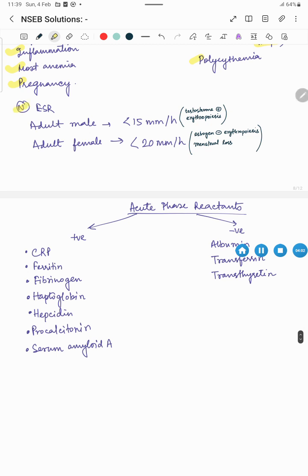Now coming to the normal values, for adult males it is less than 15 mm per hour. For adult females, it is less than 20 mm per hour. Why is it slightly more in females than males? Because in females the hemoglobin is low in comparison to males, because in males the testosterone hormone stimulates erythropoiesis, but in females the estrogen inhibits erythropoiesis, and there is a monthly menstrual loss.